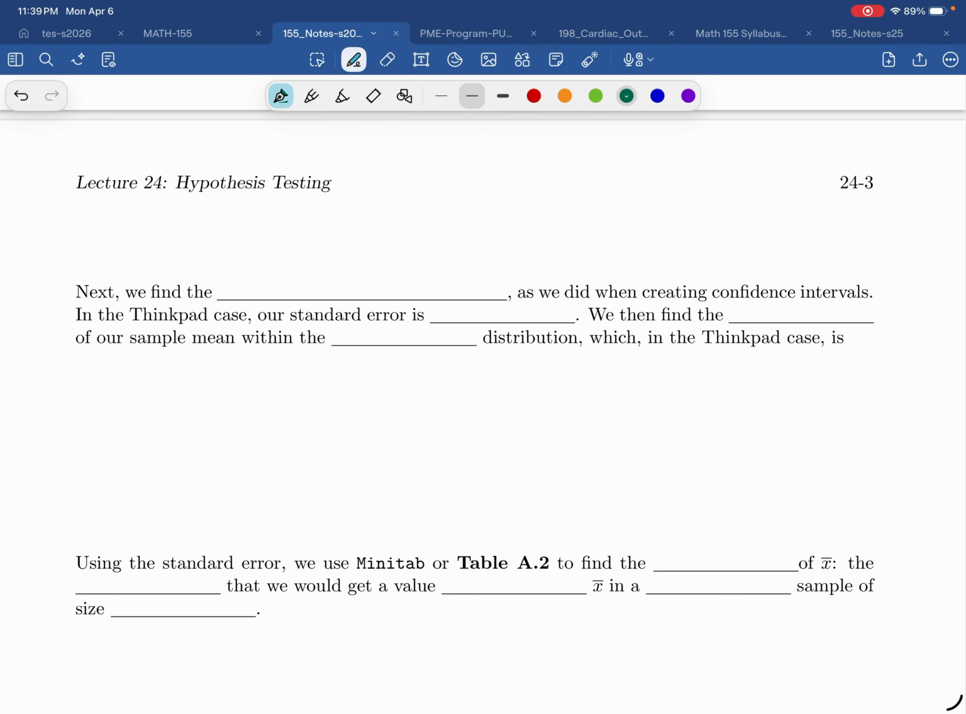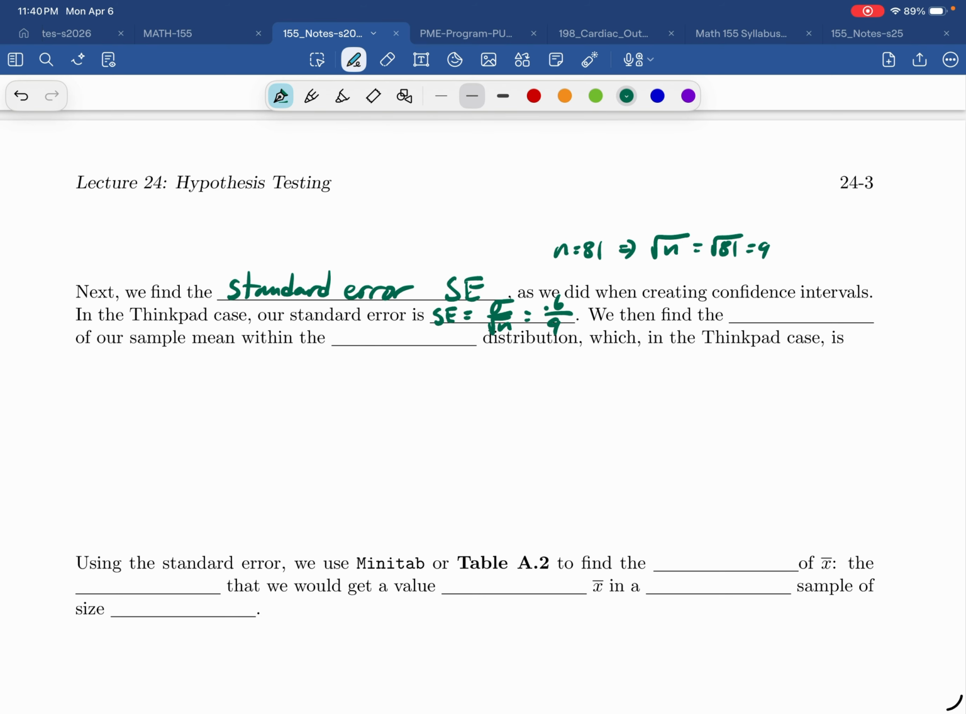Next up, we're going to find the standard error, which we still denote as SE. Now, in this case, we know our standard error is going to be SE equals sigma over root n, which in this case is 0.6 over 9, right? Because remember, n equaled 81.